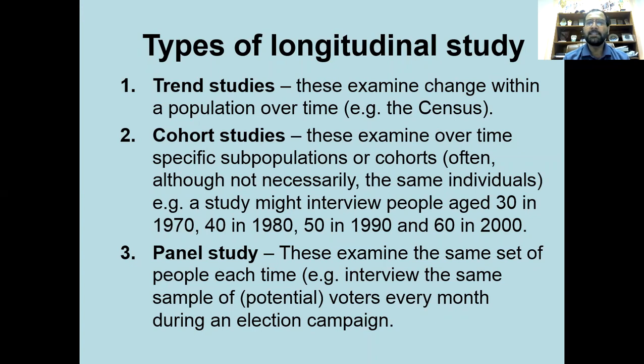So cohort studies examine over time specific subpopulations or cohorts, often although not necessarily the same individuals. For example, a study might interview people aged 30 in 1970, 40 in 1980, 50 in 1990, and 60 in 2000. So these are called cohort studies. Although these also examine over a time period, here we are focused on subpopulations. And when we say subpopulation, it means not necessarily the same individuals, but there might be different individuals.